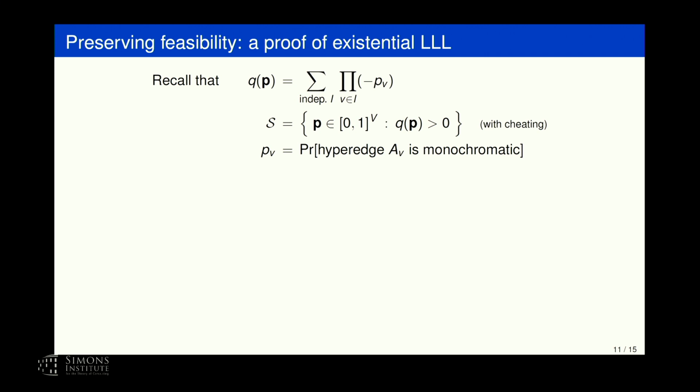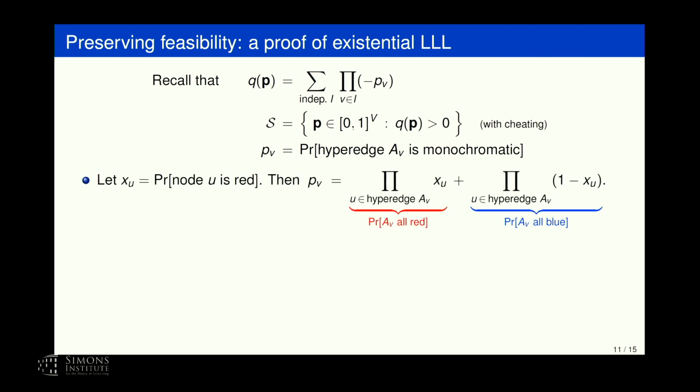Then we also had this definition. P_v is the probability that our hyperedge A_v is monochromatic. Now let's look at how that can be expressed in terms of the coloring probabilities of the variables. Remember, the algorithm is perturbing those. So let x_u be the probability that we color node u red. Then this P_v, this probability of being monochromatic, is just the probability that your hyperedge is all red or all blue. So we can write this expression in terms of the x variables. One observation is that this is a multilinear polynomial in x. So the probabilities of the events being bad is a multilinear polynomial in the coloring probabilities of the nodes.